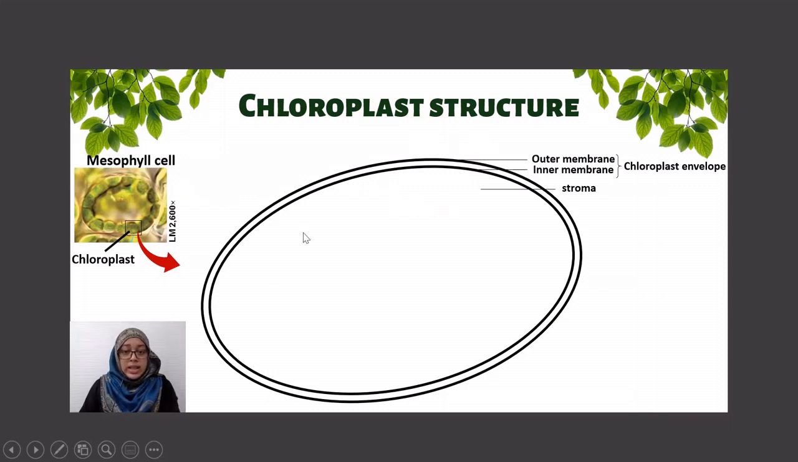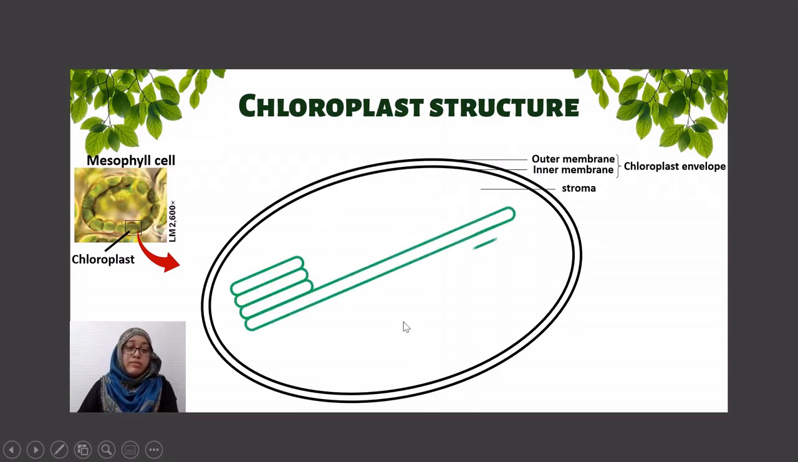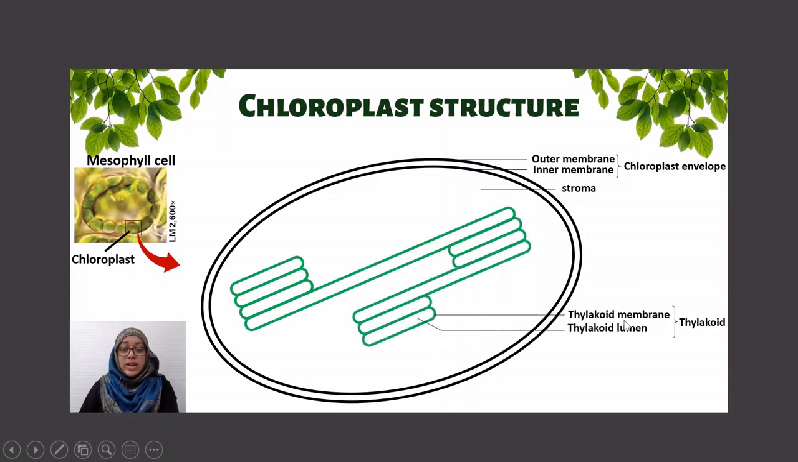Okay, and in this stroma, in addition to those different proteins and enzymes, you have this huge network of membranes which are referred to as thylakoids. So a thylakoid is really this membranous structure that is flat. So you have these flattened discs that would be found within the stroma, and those will have a space inside, so that's called the thylakoid space, and the membrane that surrounds them, that's called a thylakoid membrane.